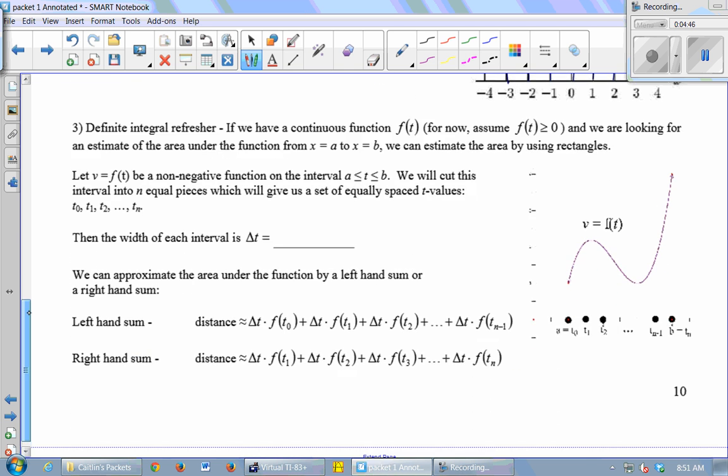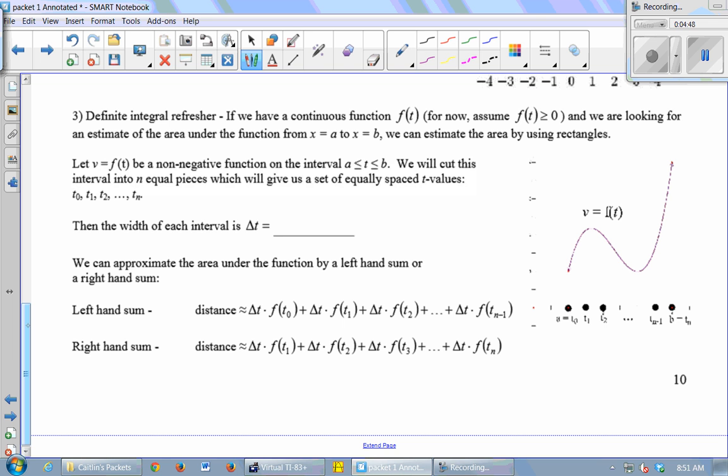All right, quick refresher on definite integrals. If you have a continuous function f of t, and for now we're going to assume that it's always positive, but all of our conclusions do extend to when functions are negative also. We're looking for an estimate of the area under the function from x equals a to x equals b, and you can estimate that area using rectangles.